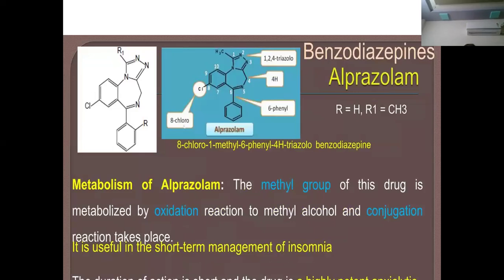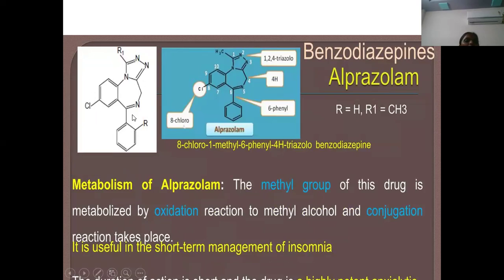Next, one more important drug is alprazolam. In the alprazolam structure, we have benzodiazepine as the basic nucleus. But at the first and second position, we have a triazole group. Triazole means it is a 5-membered ring system along with 3 nitrogens present in that structure. So that's why we call this the structure of triazole. Azo means nitrogen.